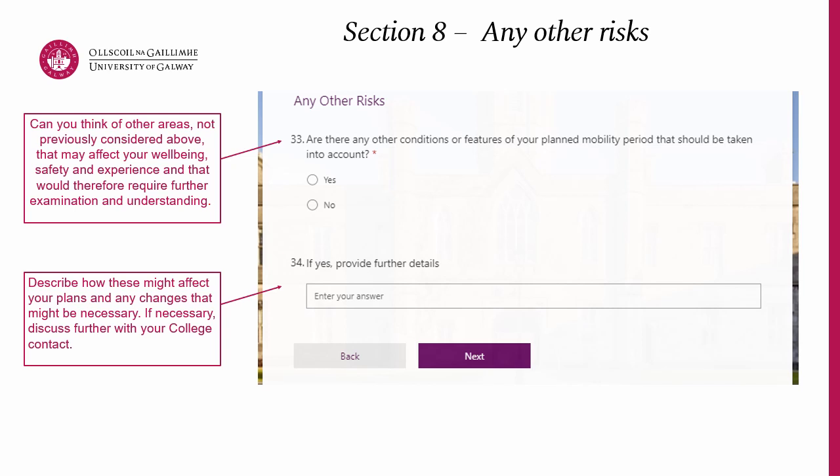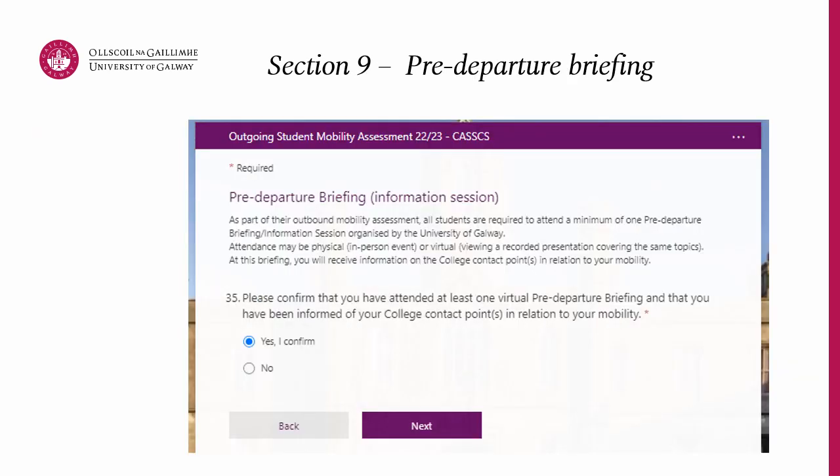Now consider any other risks or issues of concern to you which could affect your well-being, safety, or mobility experience, and if necessary, note them here. You are required to attend a pre-departure briefing as part of your preparations for going abroad. You may have attended an in-person event, but if not, you may alternatively view the video that is available on the College of Arts Study Abroad page as per the email that you'll receive about the mobility assessment.